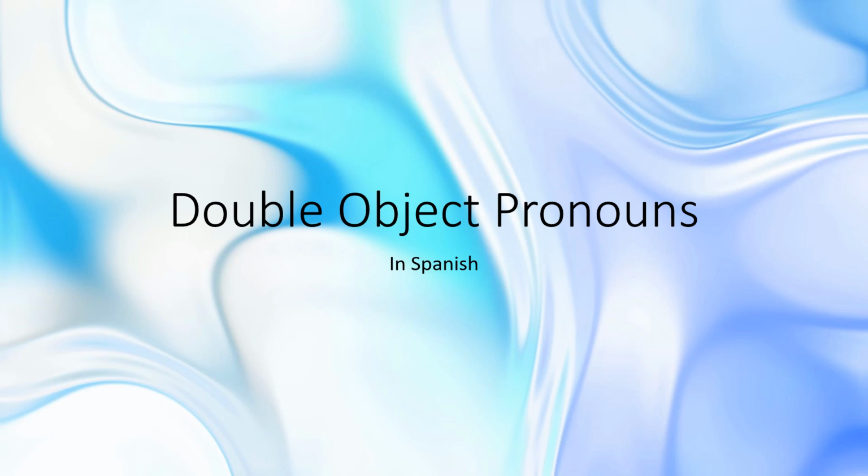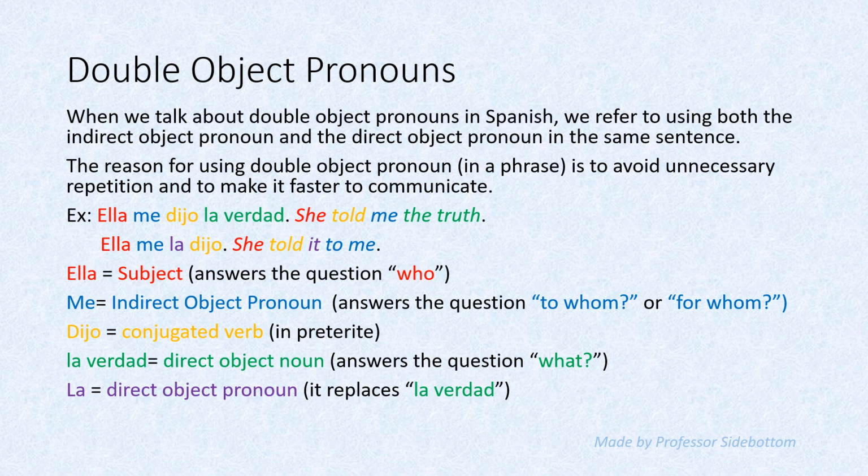In this video, we will talk about double object pronouns in Spanish. When we talk about double object pronouns in Spanish, we refer to using both the indirect object pronoun and the direct object pronoun in the same sentence. The reason for using double object pronouns in a sentence or a phrase is to avoid unnecessary repetition and to make it faster to communicate.